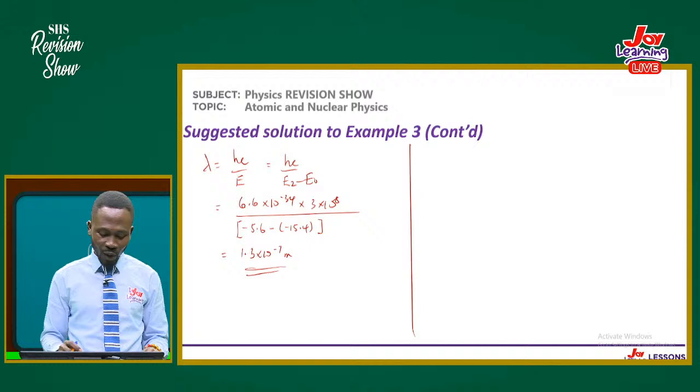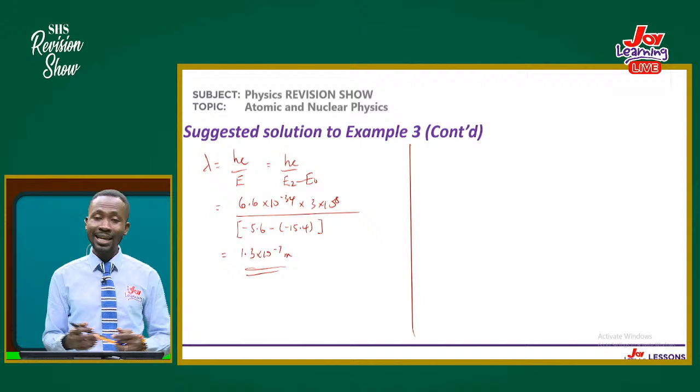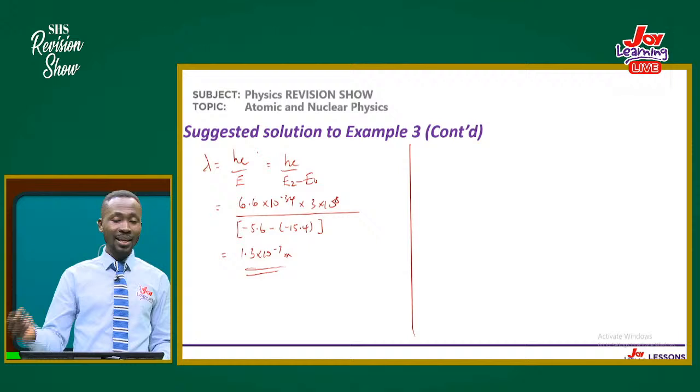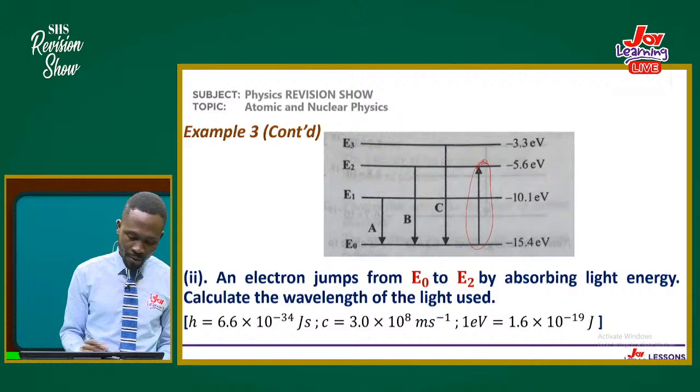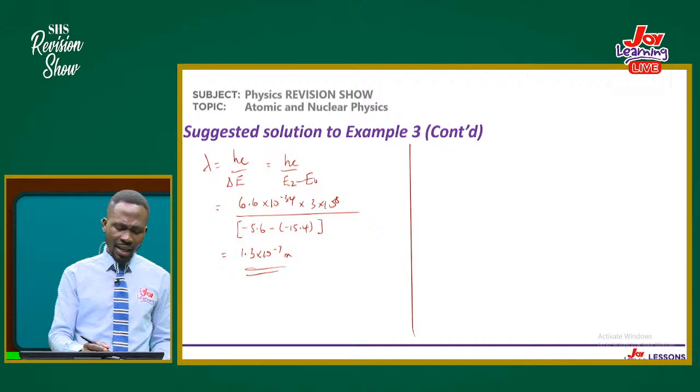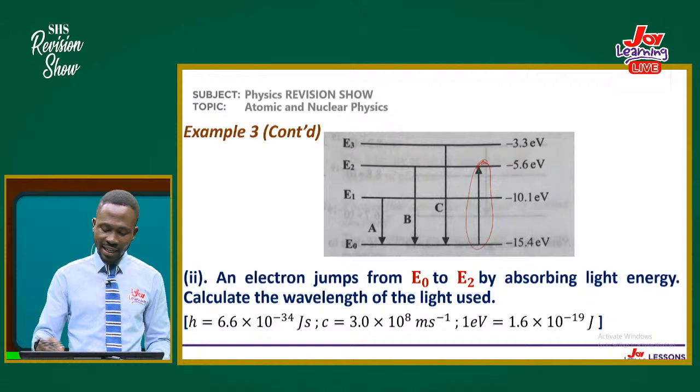So, Joseph has taken us through the solution for the second part of the question, and he's right on point. He gave us the formula to use: wavelength equals HC on E. Here, E should be the change in energy. He said the transition is from E naught to E2 from the diagram. So the change in energy is E2 minus E naught, because E2 is higher than E naught. So we have the values put in there.